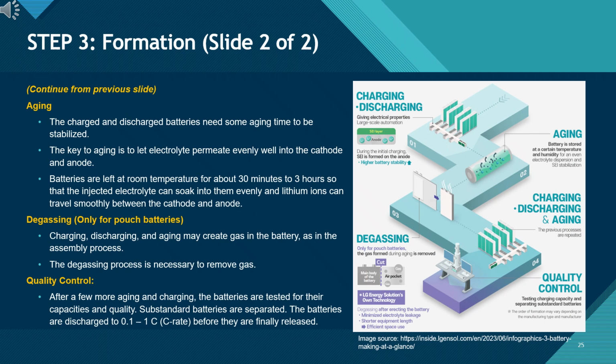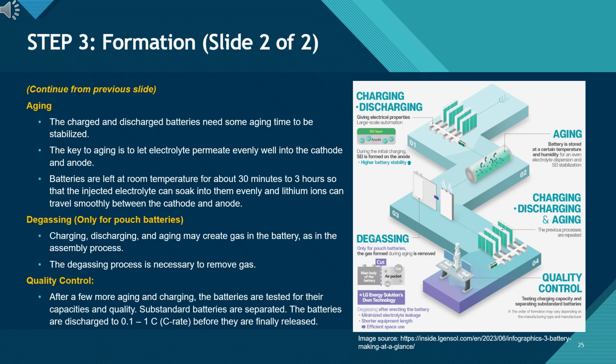Step 3. Formation. Slide 2 of 2. After the initial charge-discharge cycles, the cells enter an aging period where they rest at a controlled temperature so the electrolyte can fully penetrate the electrodes and the SEI layer can stabilize. In this simplified view, the soaking time, typically ranging from tens of minutes to a few hours, ensures that lithium ions can move smoothly between anode and cathode.